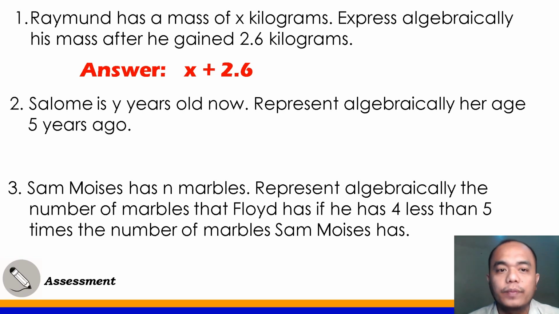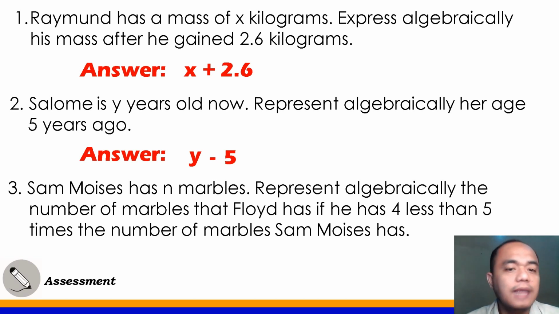Next, number 2. Salome is Y years old now. Represent algebraically her age 5 years ago. What variable are we going to use to represent the age of Salome now? Yes, we use Y because it is indicated in our problem. Next, 5 years ago will represent, yes, minus 5. So Y minus 5 will represent Salome's age 5 years ago.